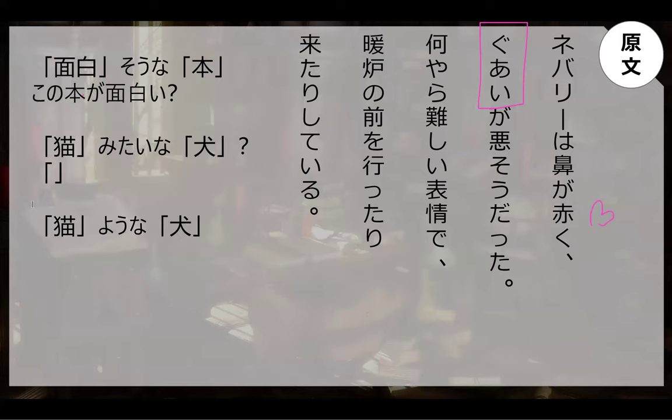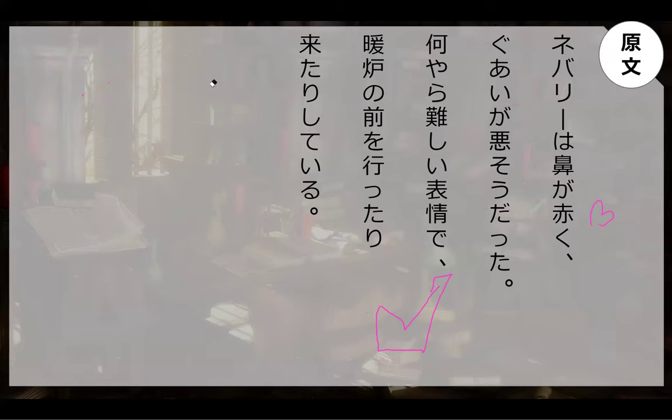So here, guai ga warusou means that his condition looks bad. The main character looked at him and went, Neburi doesn't look good. Is Neburi in a bad condition? Probably. We made an assumption. We're assuming that Neburi's condition is not good. But we don't have factual information because, for one thing, Khan's not a doctor. And for another thing, Khan is not Neburi, so we can't actually know for sure what Neburi is feeling. So that's why we have sou here.